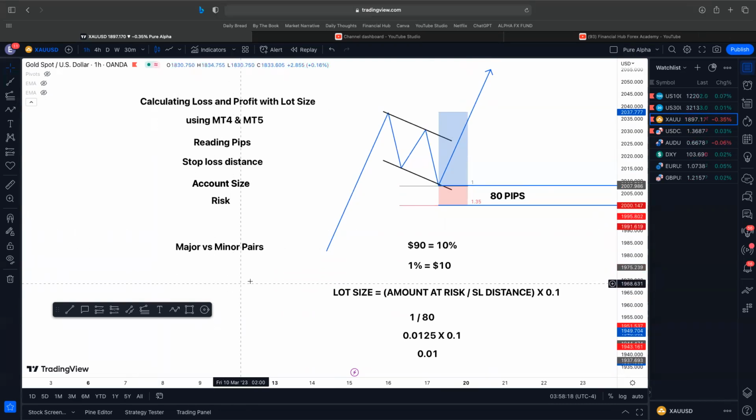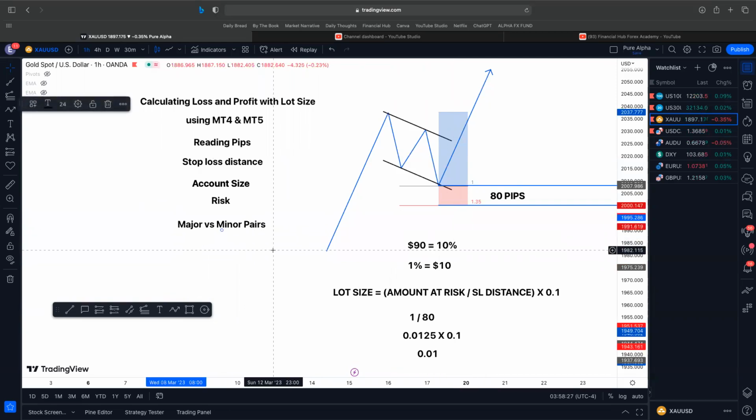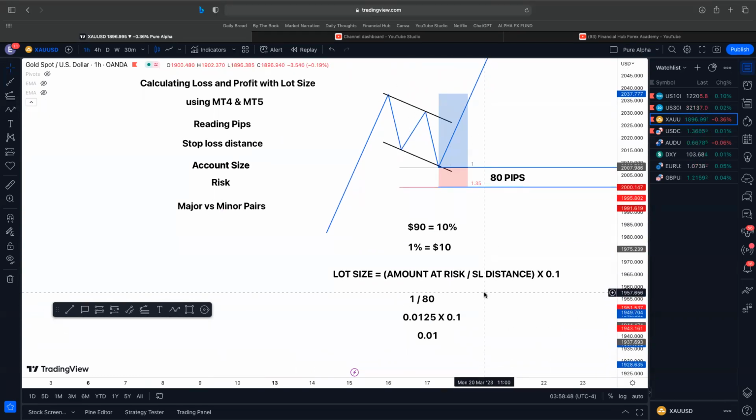Now, minor versus major pairs. Different pairs call for different lot sizing. For example, most pairs that are correlated to the dollar have almost the same way of calculating the lot size, especially when the dollar is acting as a quote currency. For example, Euro USD, Aussie dollar, GBP USD, such pairs, you calculate stop loss the same way you've calculated with gold, because it's also gold USD. Same way you're going to do here, the same multiplication.